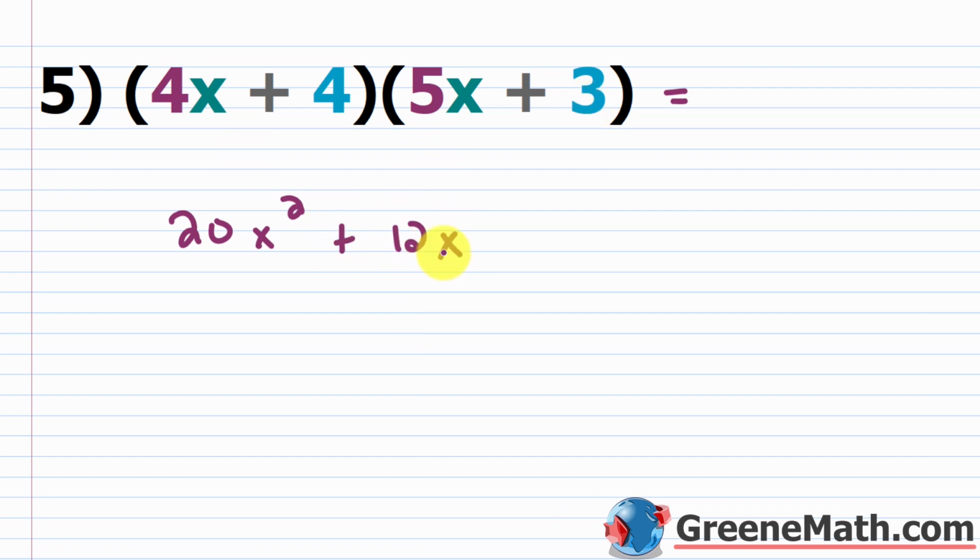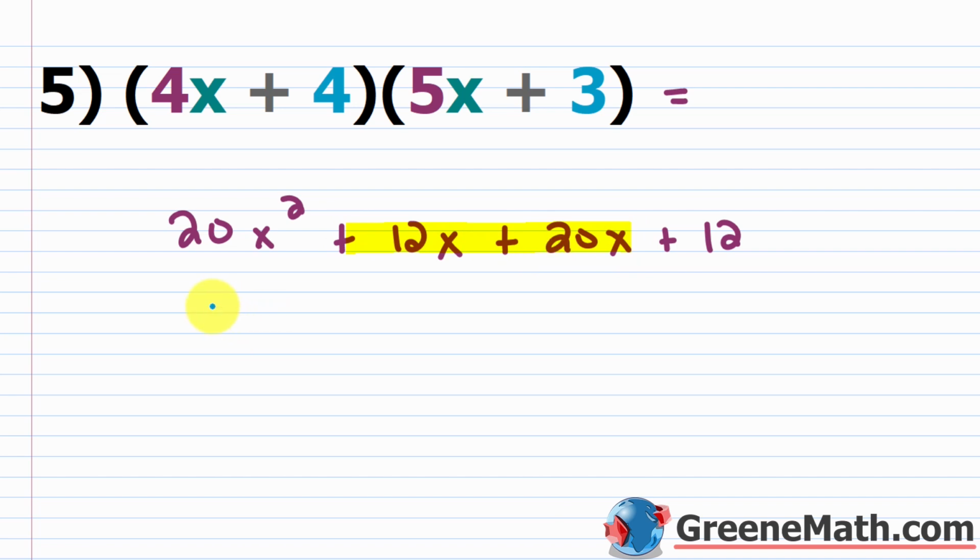X comes along for the ride. The inside terms, 4 times 5x, will go plus 4 times 5 is 20. And then x comes along for the ride. And then plus, we want to do the last terms. 4 times 3 would be 12. So again, we see we have these like terms that are going to be the result from the outer terms and the inner terms. Okay, so we want to combine those.